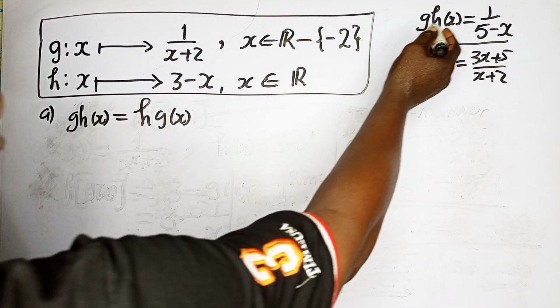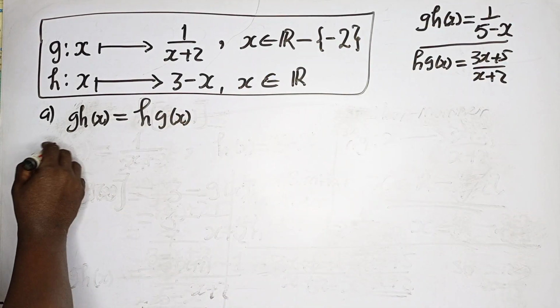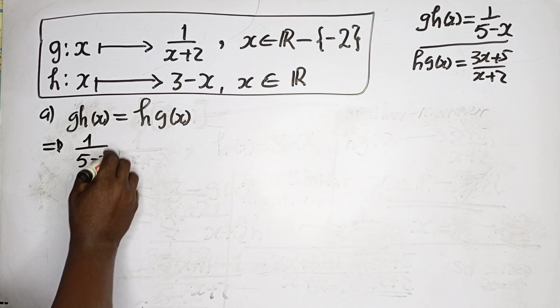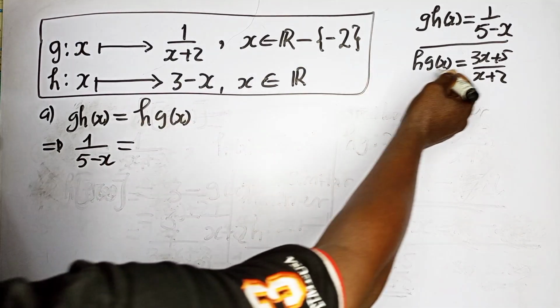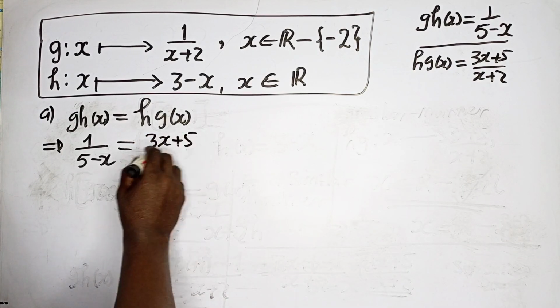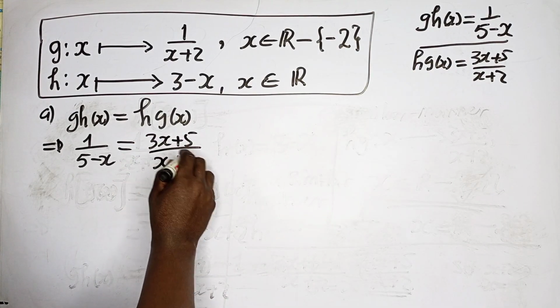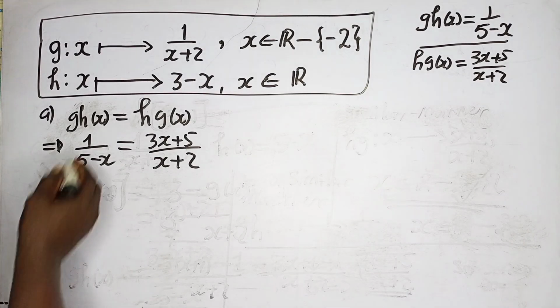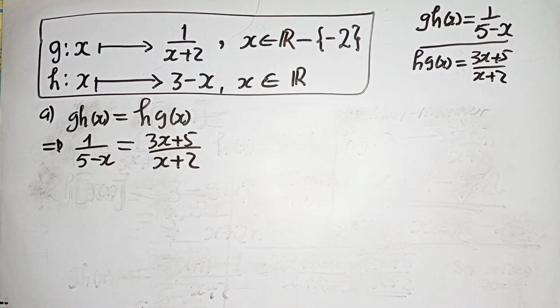Now we have our gh of x written there. So we simply put it here now. 1 all over 5 minus x is equal to hg of x, which is also written there, 3x plus 5 all over x plus 2. This is the equation we have to solve. It's a rational equation in terms of x. The left-hand side is a fraction, the right-hand side is a fractional expression. So how do we go about this?